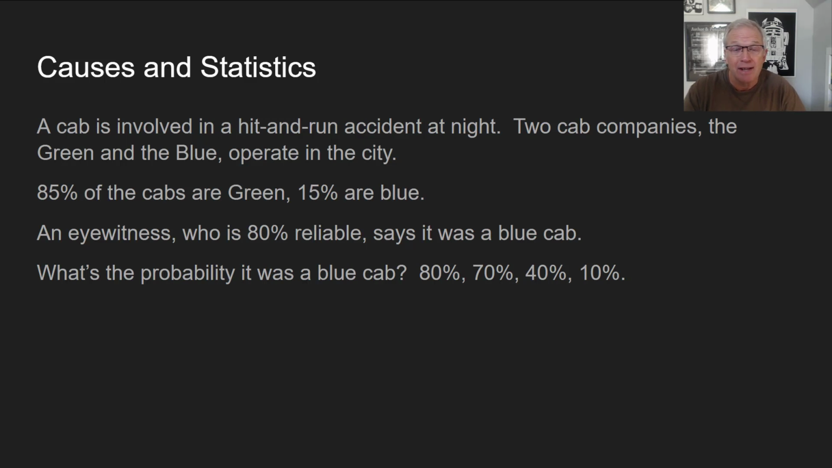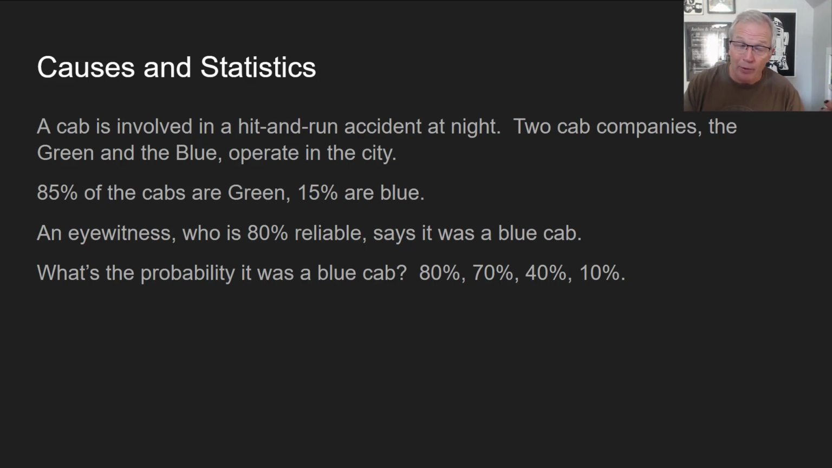Is it 80%? Is it 70%? Is it 40? Is it 10? What's the probability that it actually was a blue cab that was involved in the accident? Okay, now when you tell this problem this way, what happens is that people ignore the base rate. And what's the relevant base rate? That only 15% of the cabs are blue. So very few cabs are blue. The eyewitness in this case is testifying to something that goes contrary to the trend in the base rate. That is the distribution. There's a heavy bias in the population in favor of green cabs against blue cabs, and the eyewitness is saying that's a blue cab.